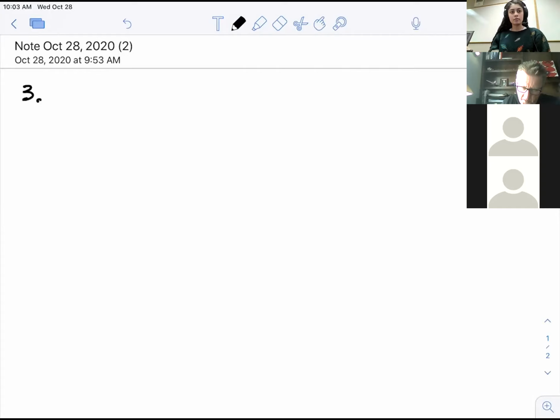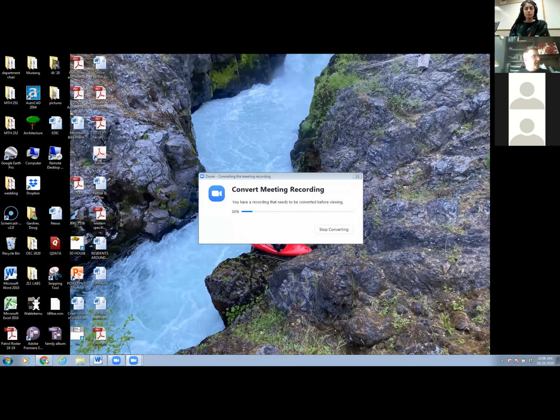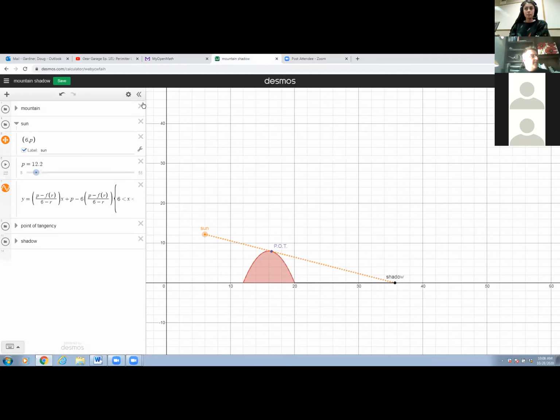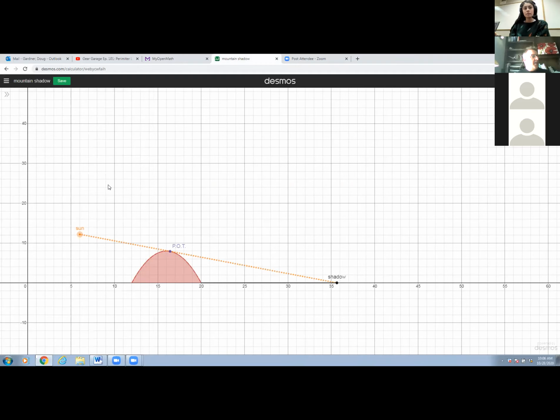So the first one in the last part of chapter 3 is called related rates. I want to show you what I mean by that, by bringing up something I've shown you before. I'm going to go over to my other screen, share my other screen, and bring up the mountain shadow.